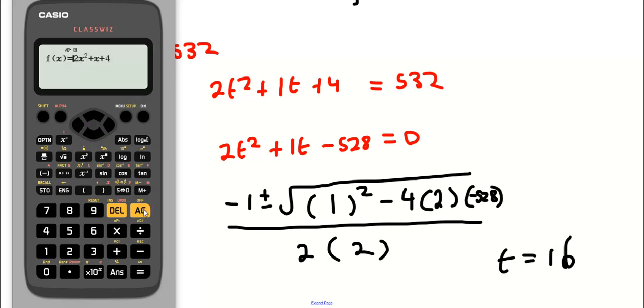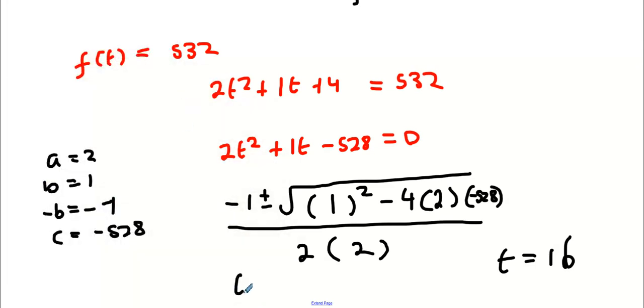In which case, somebody might have messed up with the minus b formula, so we'll try this again. Minus 1 plus square root 1 squared. This is not explainable. 2 times minus 528 all over 2 times 2. And 16 on the money.